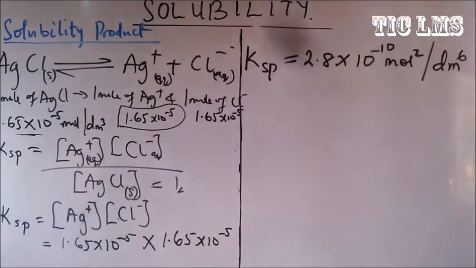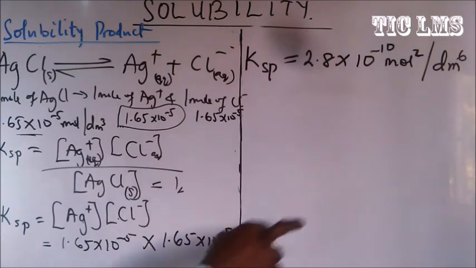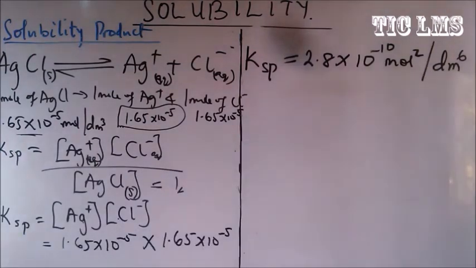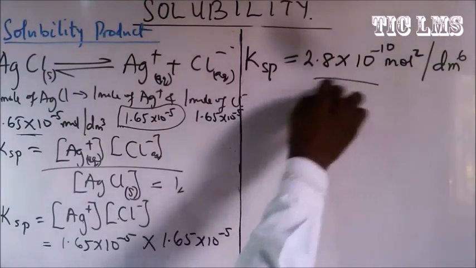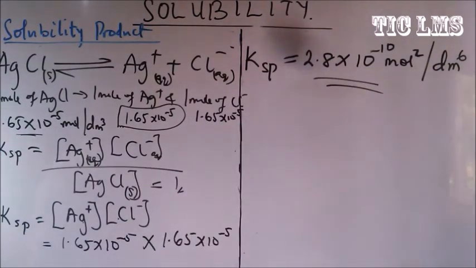Now it is mole squared because we have mole per dm cubed here and mole per dm cubed here. So if mole multiplies mole, we have mole squared. And if dm raised to power 3 multiplies dm raised to power 3, it becomes dm raised to power 6. This is a question of indices. Hence, this is the solubility product constant of silver chloride.